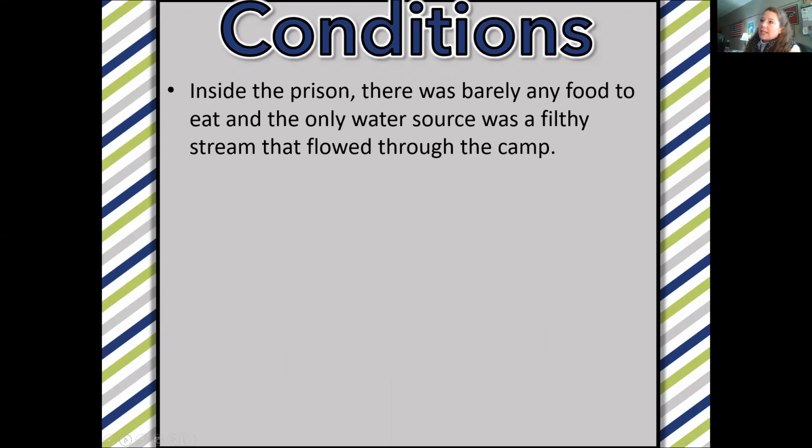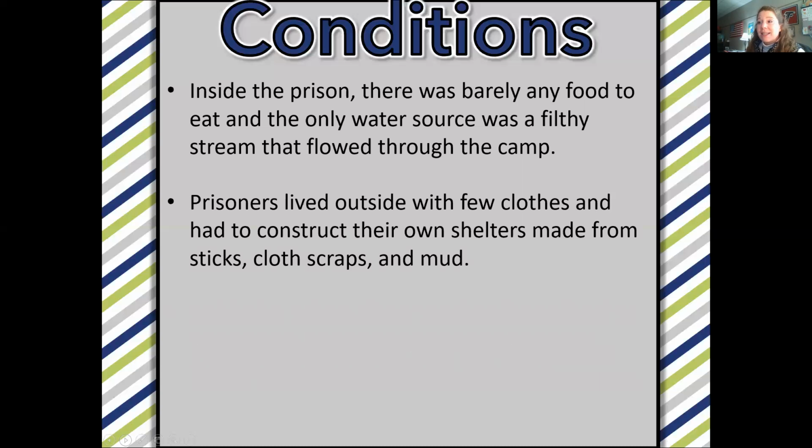Inside the prison, there was barely any food to eat, and the only water source was a filthy stream that flowed through the middle of the camp. This stream is where they got their drinking water. This stream is where they bathed. This stream is where they would use the bathroom. So you can imagine the terrible conditions 30,000 people could make out of a tiny little stream, how much disease it had in it, and how many people got sick from drinking this water, but they didn't really have a choice. That was the only water they had access to.